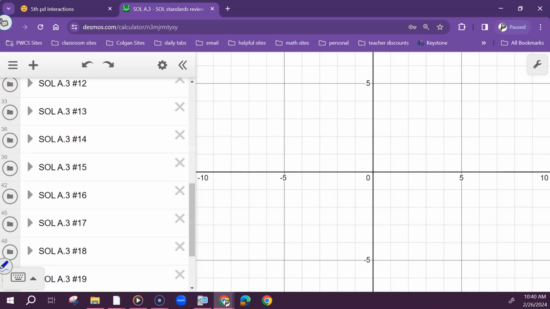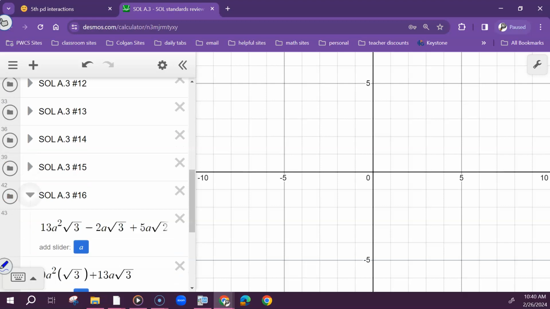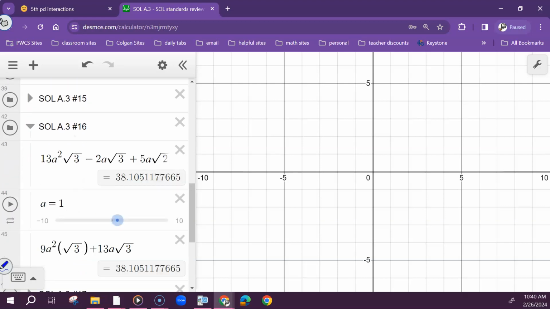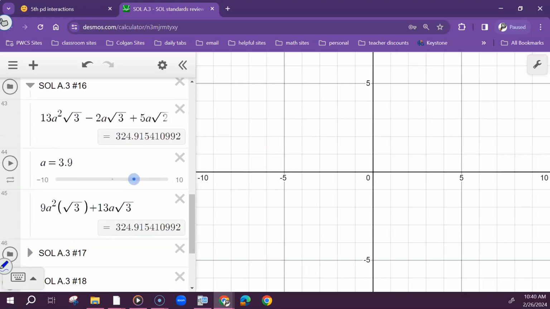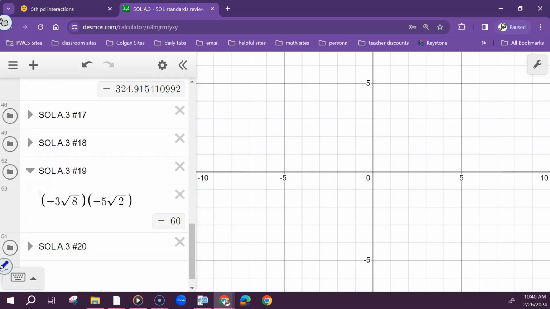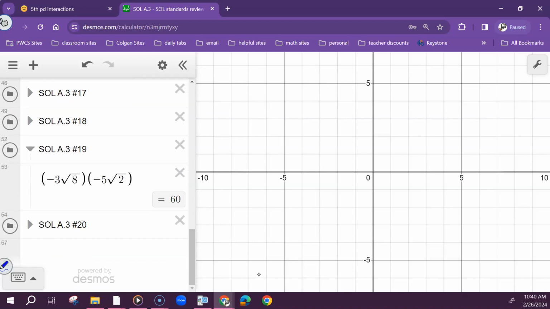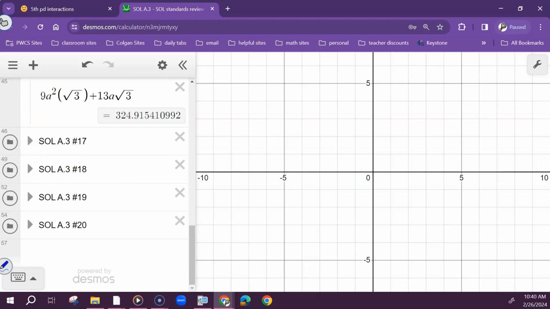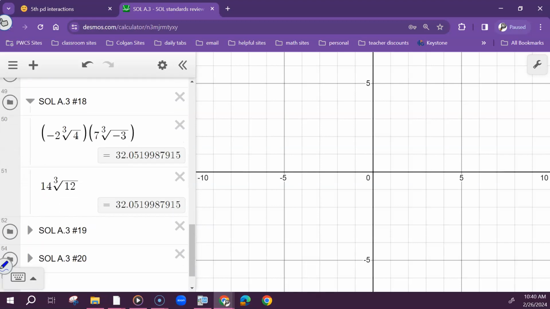And then for some of the operations, let's do this one first. If it has a variable, you could put in the slider, put in your answer, see if the answers are the same. If it's just a number, you could put that in and see what number you get, or see if your simplified version matches whatever's given.